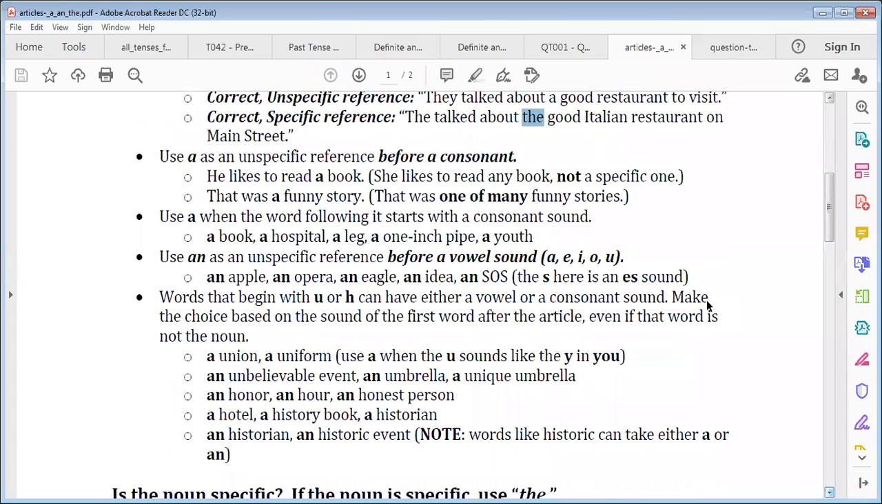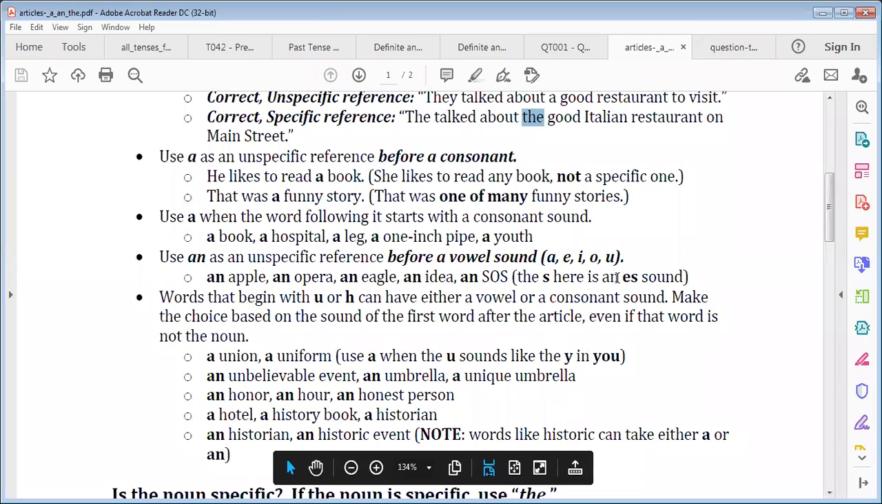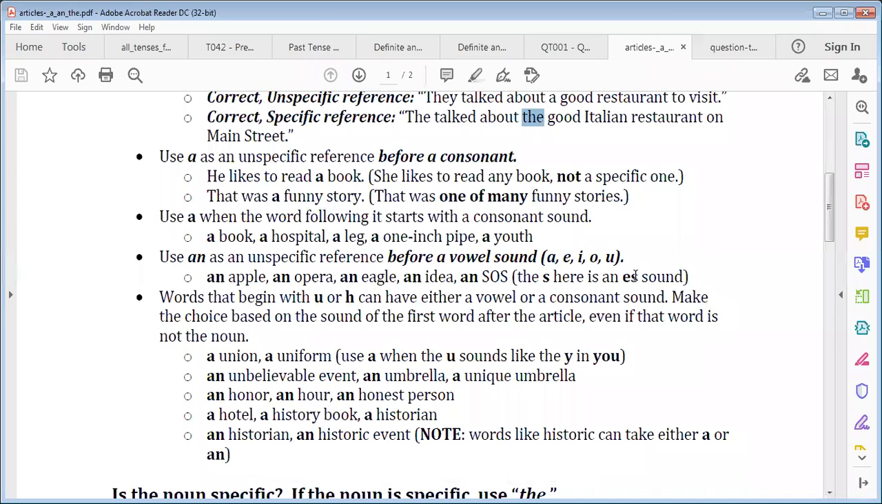A book, a hospital, a leg, a 1 inch pipe, a youth. And use an as an unspecific reference before a vowel sound, that is a, e, i, o, u, but vowel sounds, not based on the spelling. Please remember this. An apple, an opera, an eagle, an idea, and an SOS. See, SOS, the sound here is the letter S, an "ess" sound. That is why an SOS.